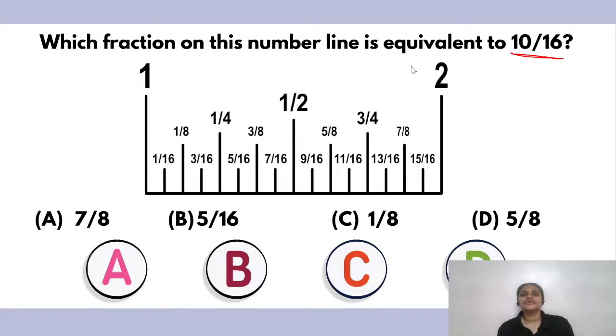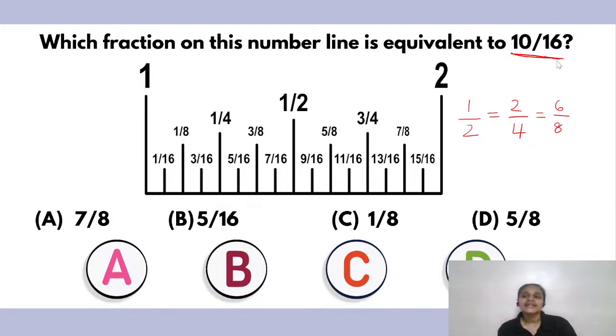All right, so we have to look at the fraction. We have to find the equivalent fraction of 10 upon 16. I hope everybody knows what equivalent fractions are. Equivalent fraction means, for example, if we have 1 upon 2, an equivalent fraction could be 2 upon 4, or 6 upon 8. These are called equivalent fractions, where we multiply the denominator and numerator by the same number.